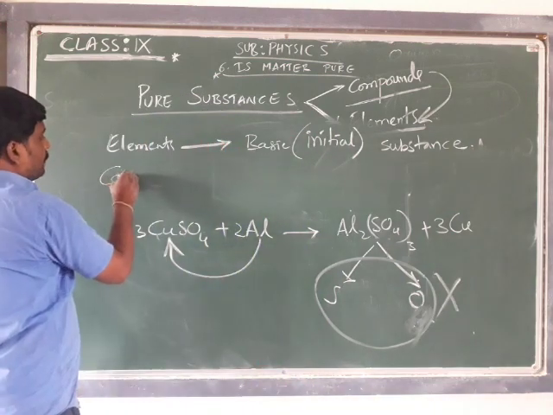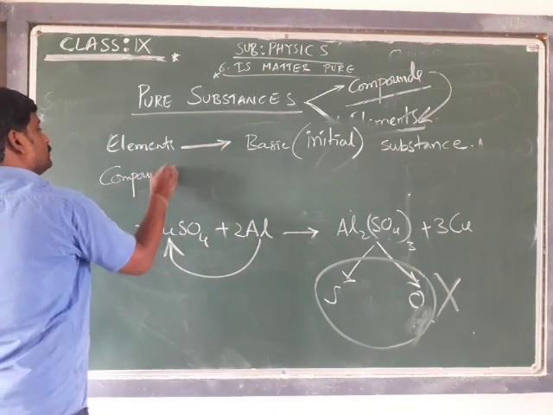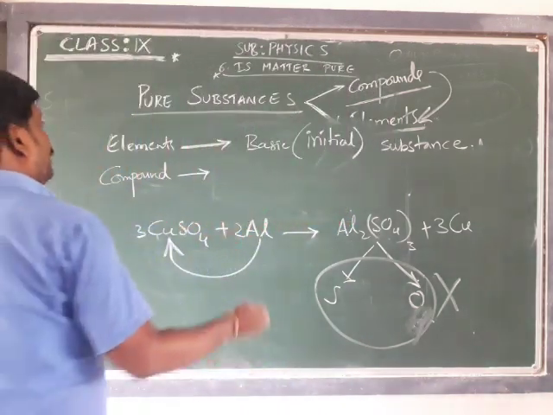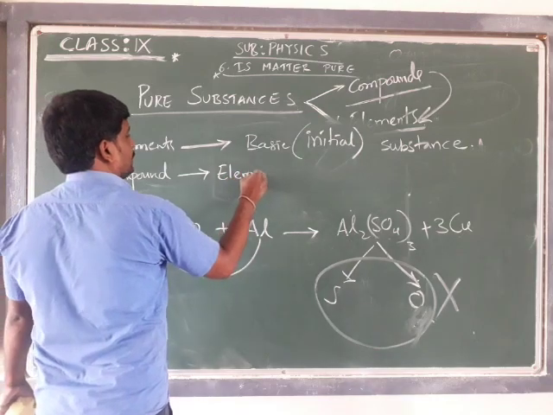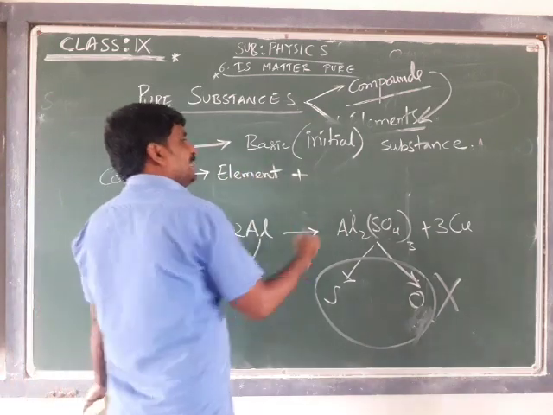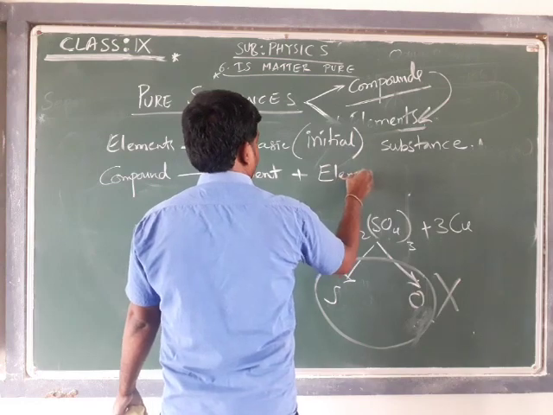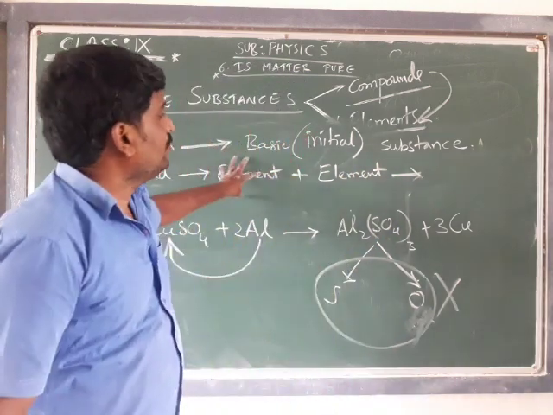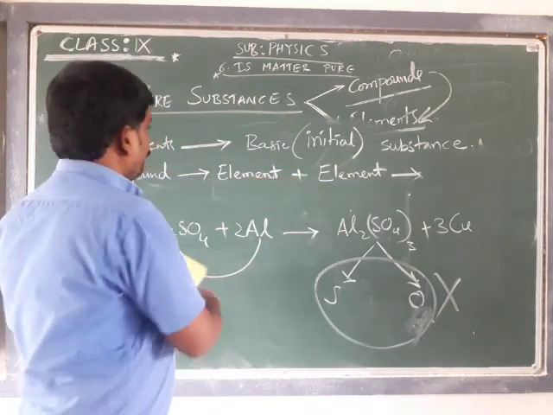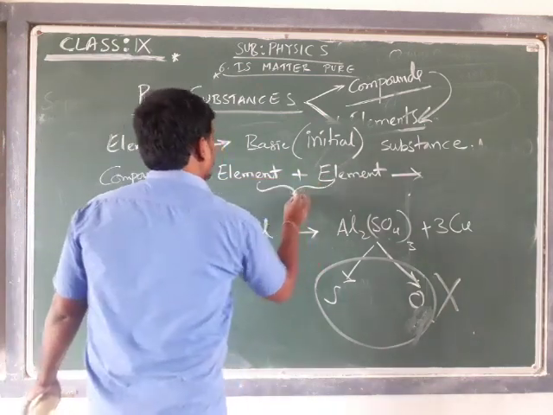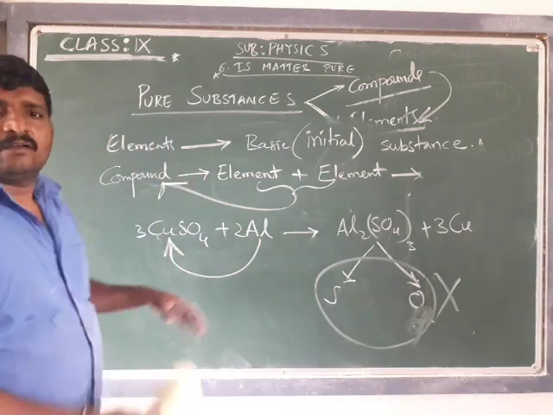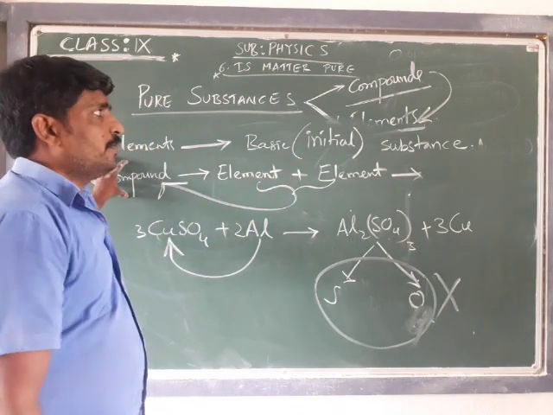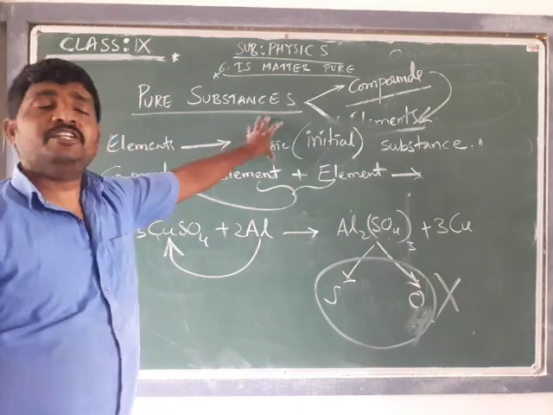If we talk about a compound, the reaction between two or more elements is going to give a compound. If elements are chemically bonded, we are going to get a compound. And the element is the initial basic unit.